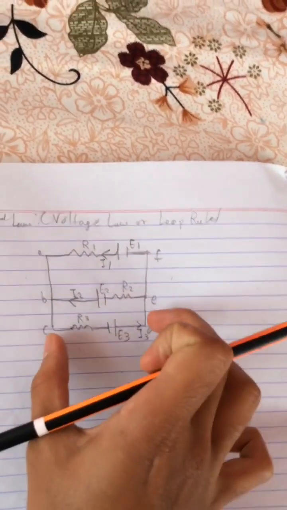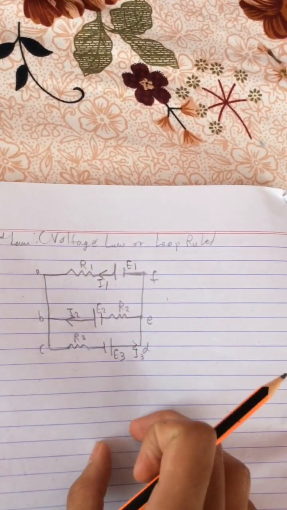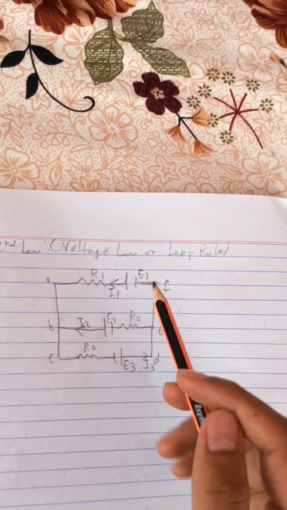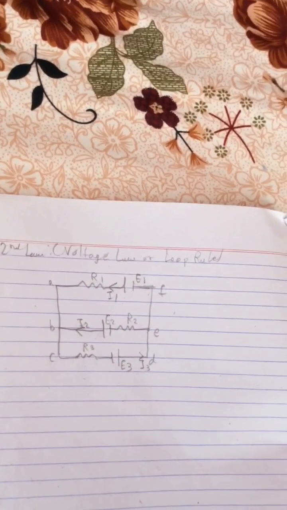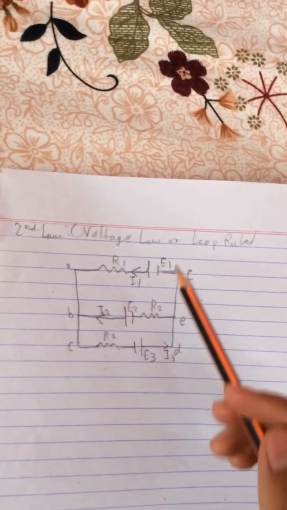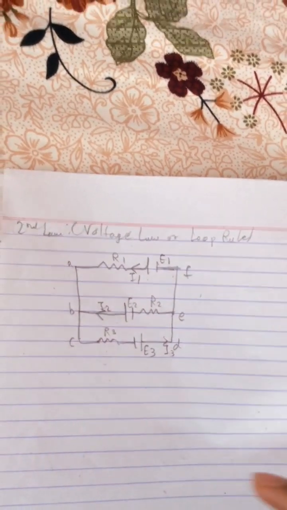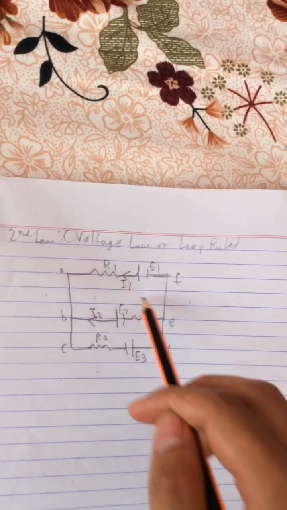Let's see what the second law says. It says that in any closed path of an electrical circuit, the algebraic sum of EMF is equal to the algebraic sum of potential differences. Now why is it called a loop rule? Well, this may seem very complicated, but let's break it down into different parts.